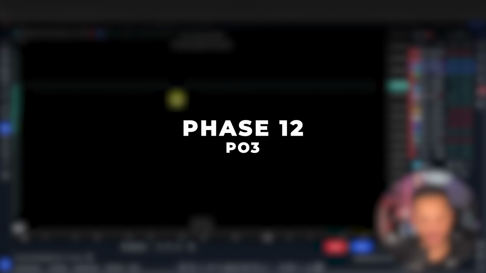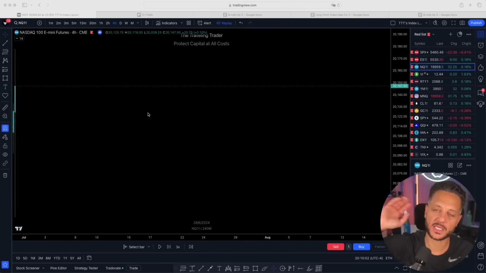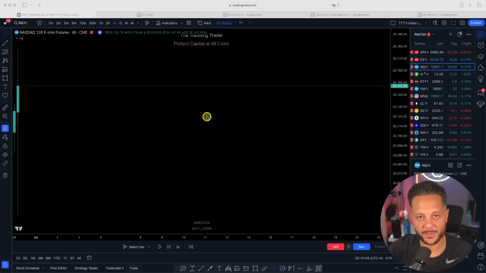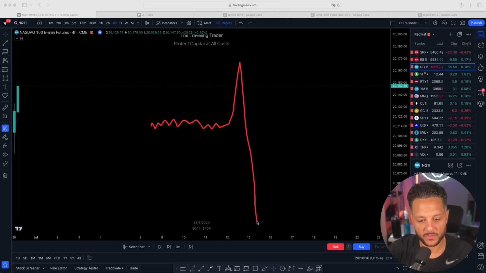All right, I wanted to talk about power of three, because power of three is a characteristic in price action that really helps you to find the most optimal and broadest trades, okay? So power of three happens on all time frames, okay? But power of three basically is accumulation, manipulation, and then the real move, right?